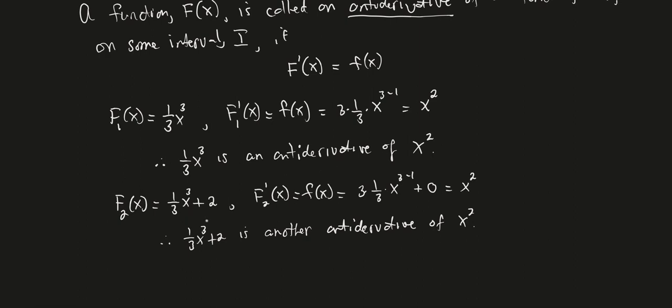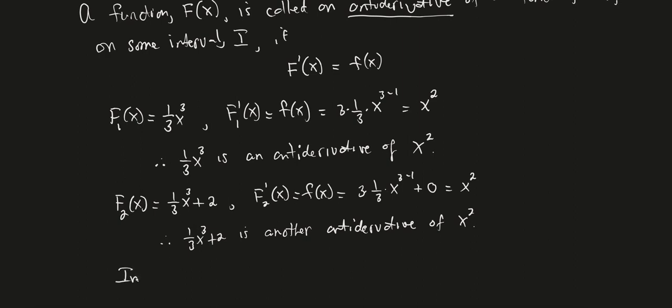And the thing is, it doesn't matter what constant I put here. Any constant: I could put 1,000, I could put pi, I could put 0.1, I could put the square root of 5. Any real number that I add on to my 1/3 x cubed. So you can think of this as your base, or parent, antiderivative. And if I add any constant to that parent or base antiderivative, it will still be an antiderivative, right?